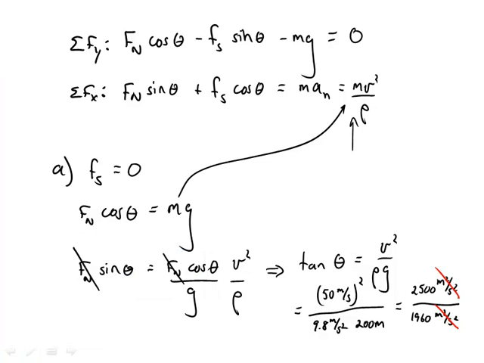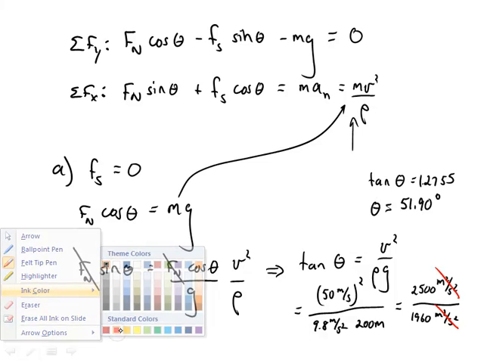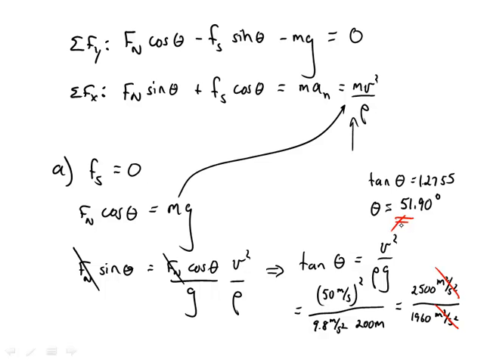And so I'm left with the tangent of theta equal to 1.2755. And theta then is the arctangent of that, which is 51.90 degrees. So that's the angle theta at which the curve has been banked. It's pretty steep. Pretty steep bank.